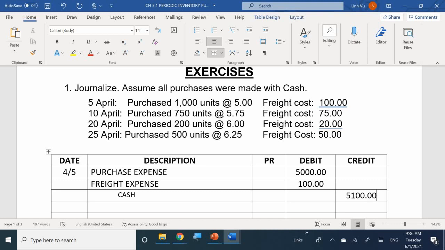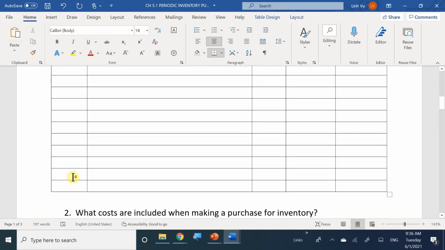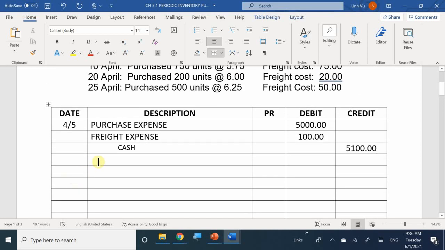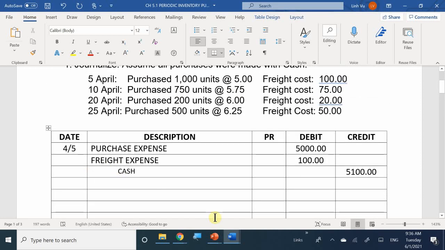Now again, I'm just going to have you guys, for now, just practice journalizing. If you would like, you can add descriptions. Just know that you may have to add a few more extra cells if you'd like. We'll practice descriptions if you'd like. So in this case, how many items did I purchase? 1,000. We purchased 1,000 units, right? And you could say at $5 each. Okay.